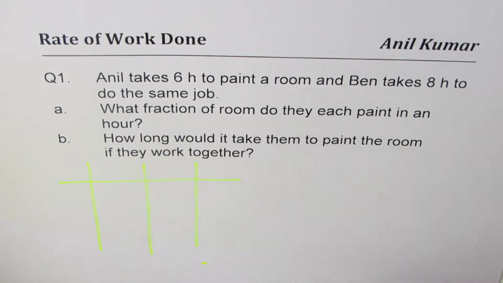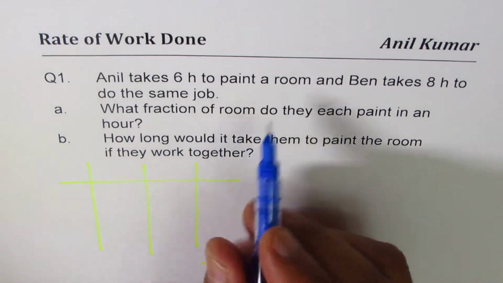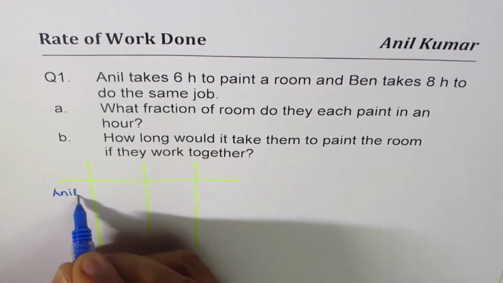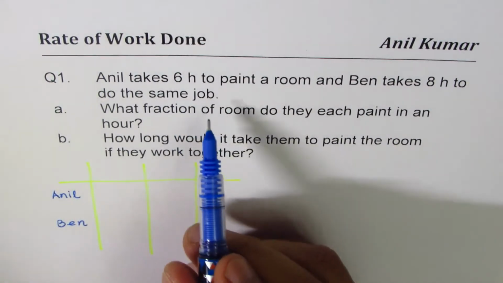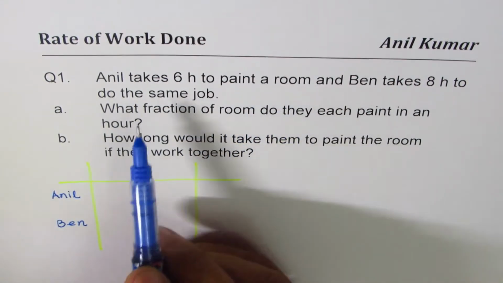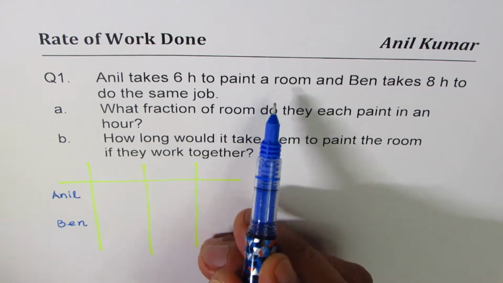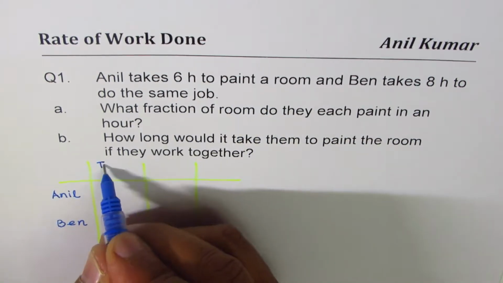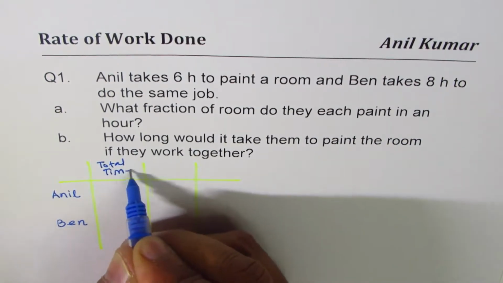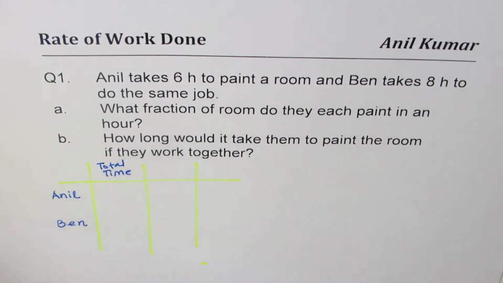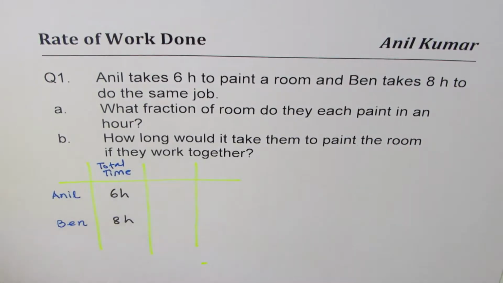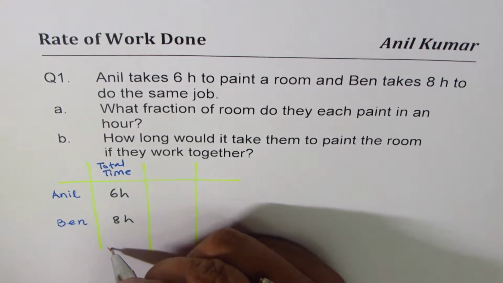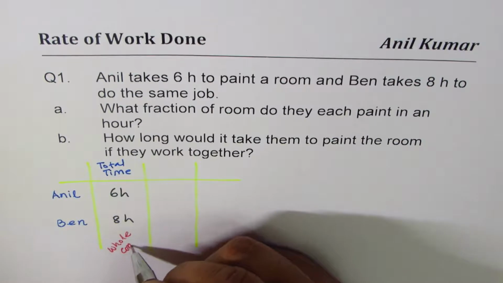So let me begin by making a table. We have two persons working here. One is Anil, we can say A, and the other one is Ben, B. So what is their job? Their job is to paint a room. It says Anil takes 6 hours to paint the room. So total time to do one job for Anil is 6 hours, and for Ben, it is 8 hours. That is the total time to do the complete job as a whole, right? So this basically defines the whole job, the complete work. Is it okay?